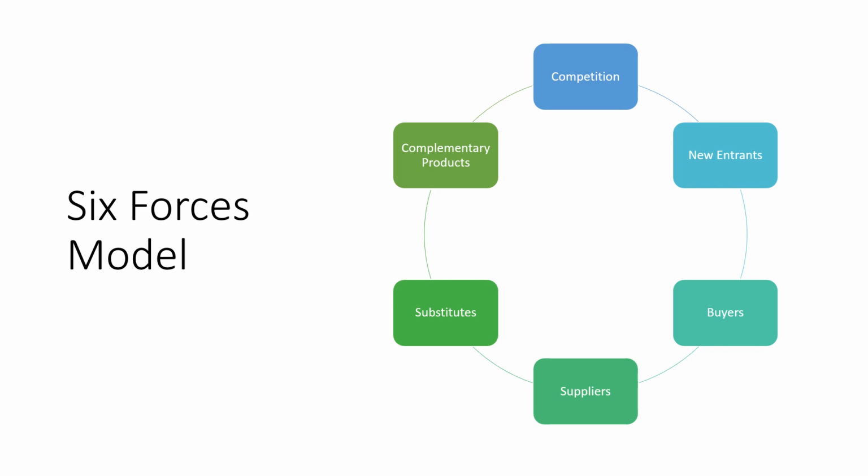The 6 forces model helps businesses understand the competitive forces at play in their industry and make informed strategic decisions. The 6 forces are threat of new entrants, bargaining power of suppliers, bargaining power of buyers, threat of substitute products or services, intensity of competitive rivalry, and the 6th force is the role of complementary products or services. Now let's apply it to Apple.